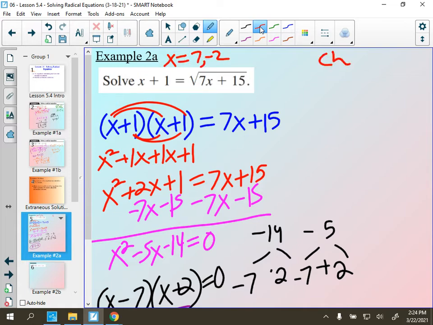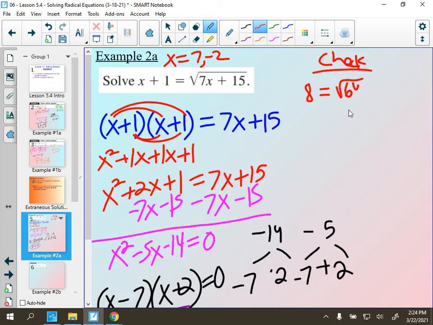Here's my check. Whoops, there's a C in there, right? Check on the left side. 7 plus 1, fine, no problem. 8. On the right side, let's see. 7 times 7 is 49. 49 plus 15 is 64.